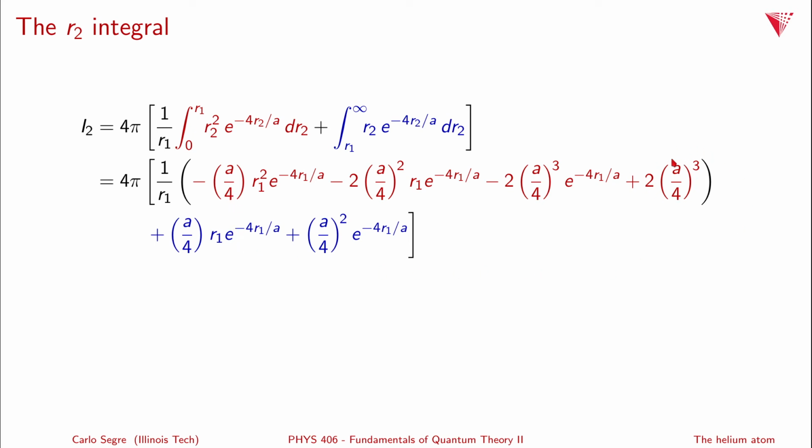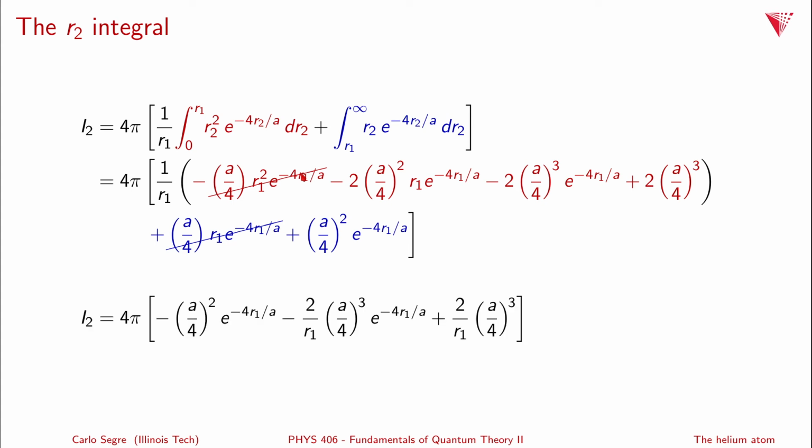This term has no exponential. All the other terms have the same exponential form, e to the minus 4r1 over a, and then they have varying powers of a over 4 and varying powers of r1. These two are exactly identical and have opposite signs. They cancel. So this leaves me with this term added to this term with an r1, and this term with no exponential. So I have three terms left.